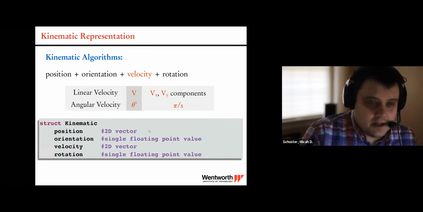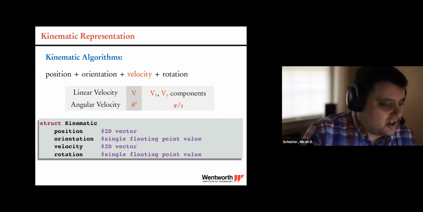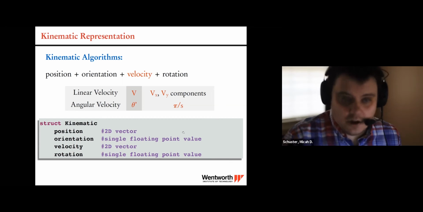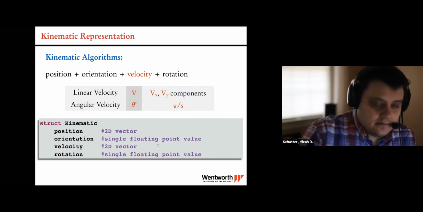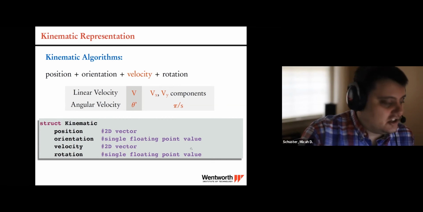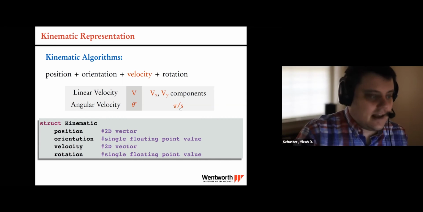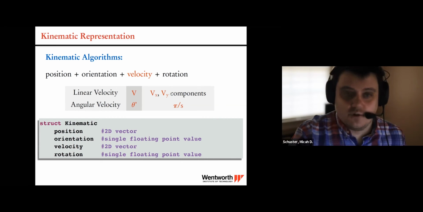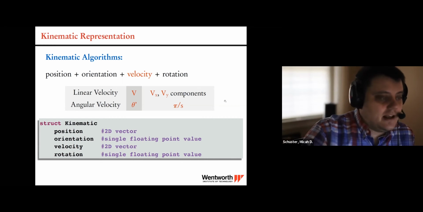So position is going to be a 2D vector. Orientation is just going to be a floating point value. Think of it like the angle. Velocity is a vector. And rotation is just how fast you rotate, radians per second or degrees per second, whatever unit you want it to be in.